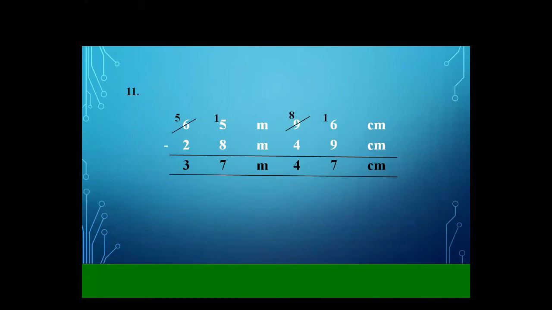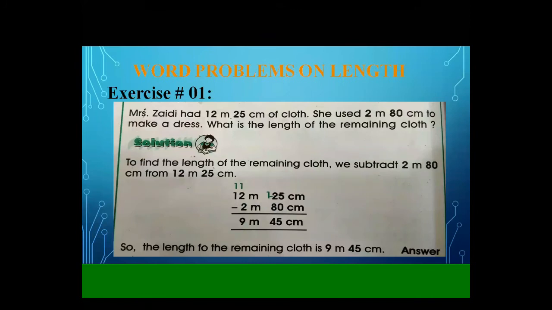Now I'm moving towards word problems, page number 83. Open your books and here you see an example. You know that we must follow 5 steps when we solve word problems, but here in your book, this problem is directly solved. This is just for your understanding. When you solve word problems in your copy, you must follow all 5 steps. Okay, so Mrs. Z had 12 meter 25 centimeter of cloth. She used 2 meter 80 centimeter to make a dress. What is the length of the remaining cloth?